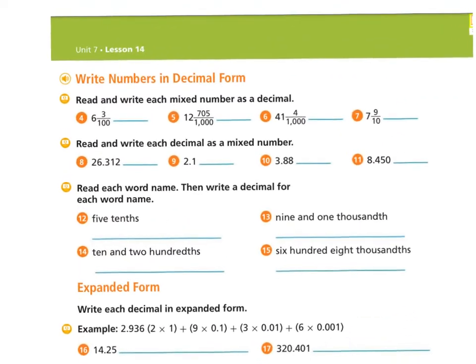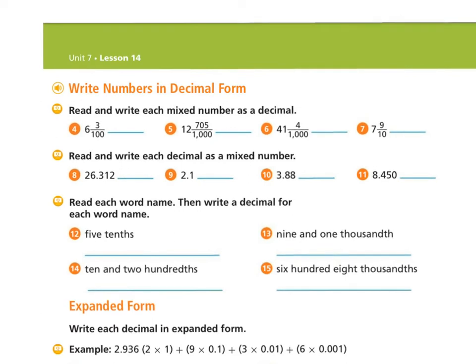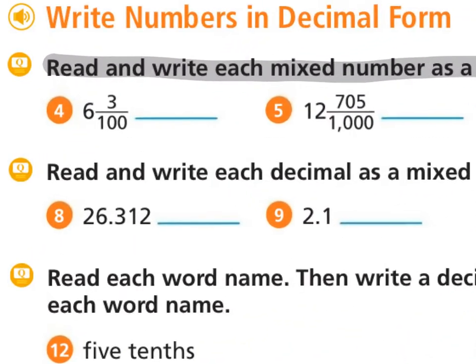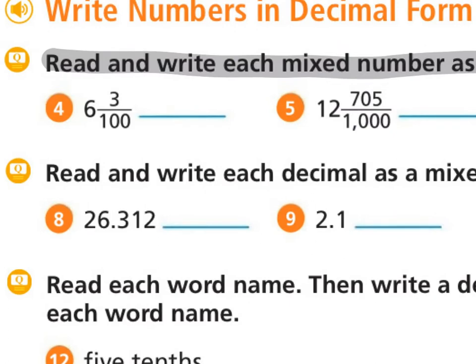Number 4, 5, 6, and 7 have the directions that say read and write each number as a decimal. Now, 4th graders, I know this is going to feel a little bit silly, but it's really important that you guys practice saying these fractions out loud. So let's do the first one together. If I'm looking at number 4 and I want to read that out loud, I want you to read it with me. 6 and 3/100ths. Notice I put my and between my whole number and my fraction.